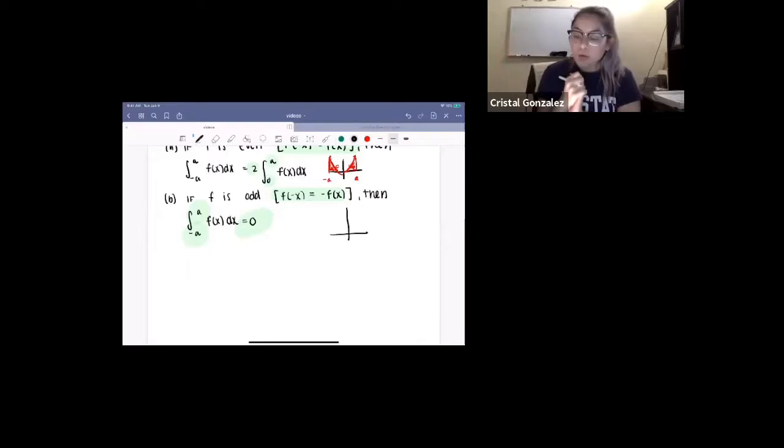Okay, so why does this work? Let's do the cubic function. The cubic function looks like this. Wow, that was horrible. But let's say we were doing the area from negative a to a.